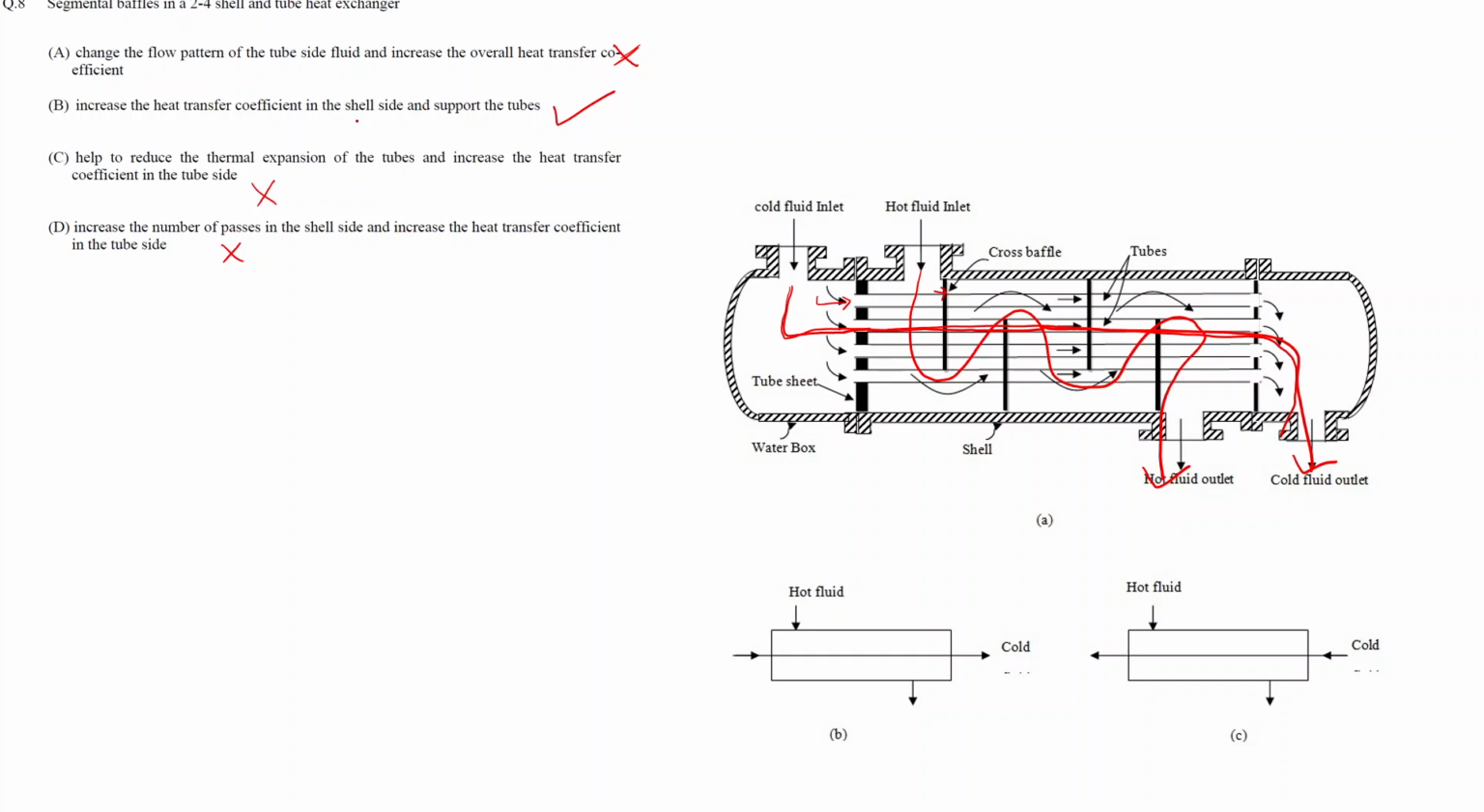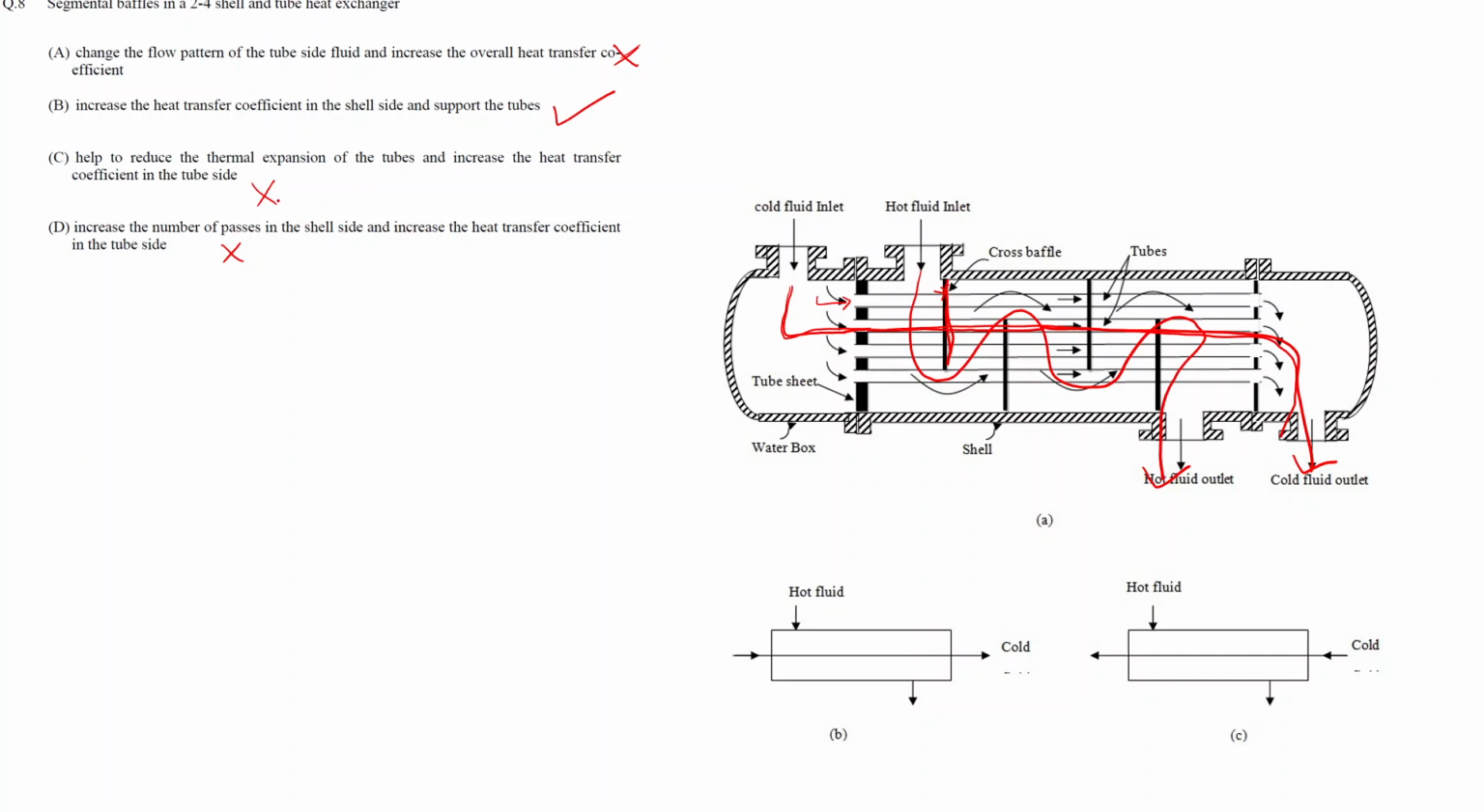And the second option is increase the heat transfer coefficient in shell side and support the tubes. So yes, the secondary purpose of the baffles is to support the tubes. These are the baffles, and here we can see that they do serve the purpose of supporting the tubes. And also by introducing these baffles when a fluid is entering the shell side, we are basically introducing turbulence in the shell side. And due to the increase in turbulence, the heat transfer coefficient of the shell side will also increase. So this option B is the correct one.